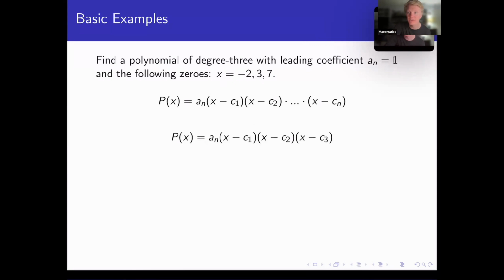The leading coefficient is 1. Our first zero is -2. Our second zero is 3. And our third zero is 7.